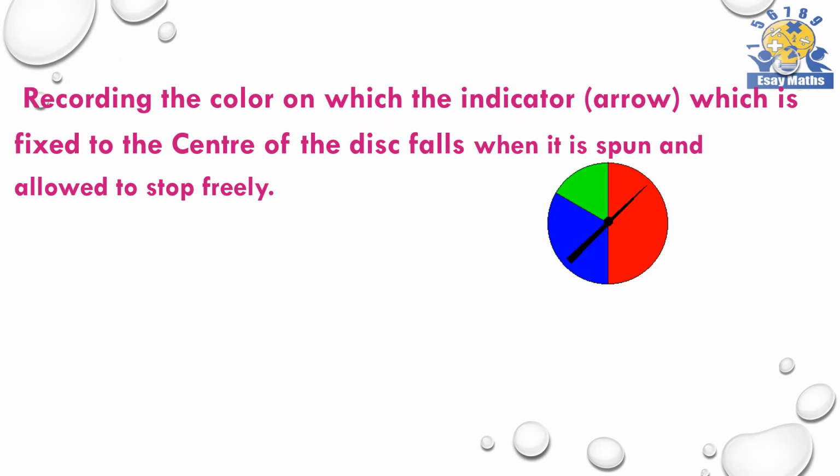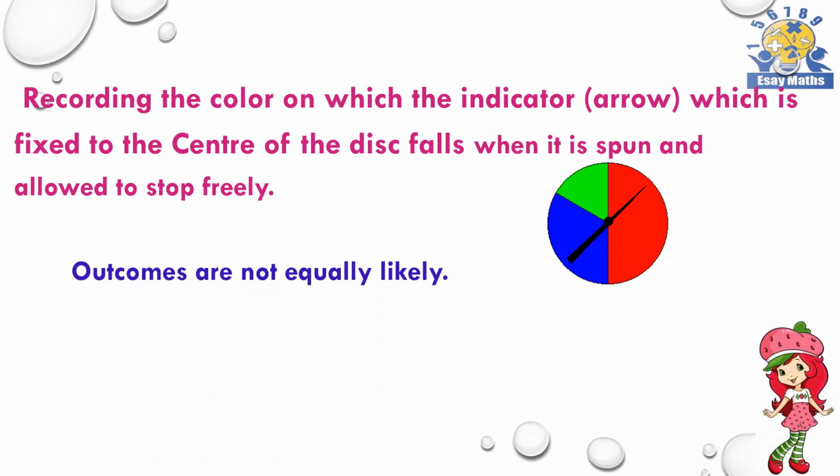Recording the color on which the indicator, which is fixed to the center of the disk, falls when it is spun and allowed to stop freely. Here you can see the disk has been divided into unequal portions. So, outcomes are not equally likely.